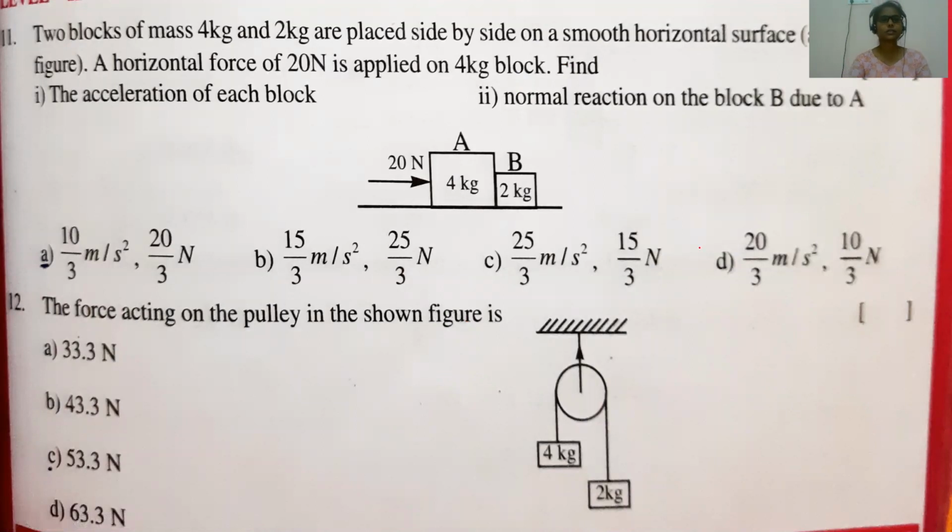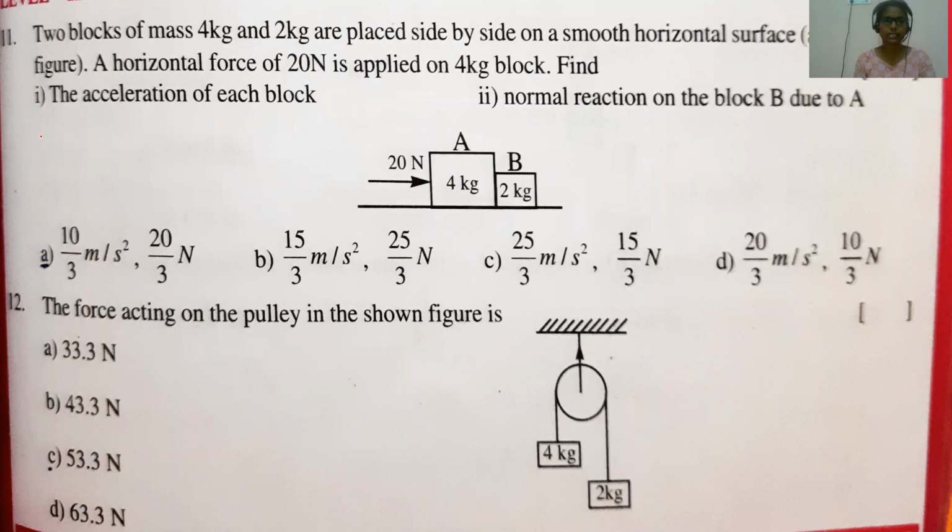Try to understand this question. Two blocks of mass 4 kg and 2 kg are given, like this, on a smooth horizontal surface. A force of 20 Newton is applied on the block. Find the acceleration of each block and the normal reaction on each block. Understood, children? This is what you need to calculate here.